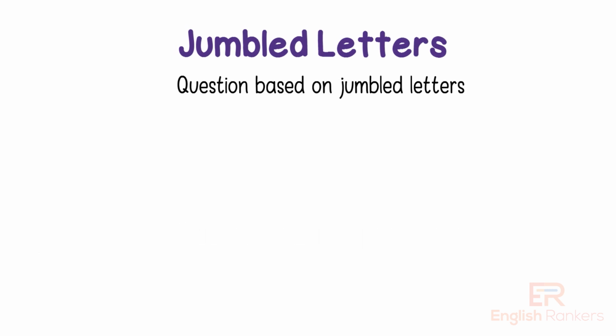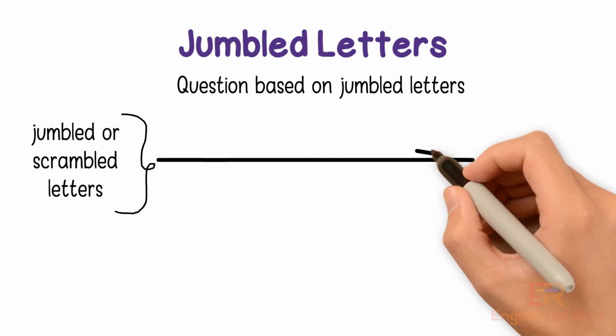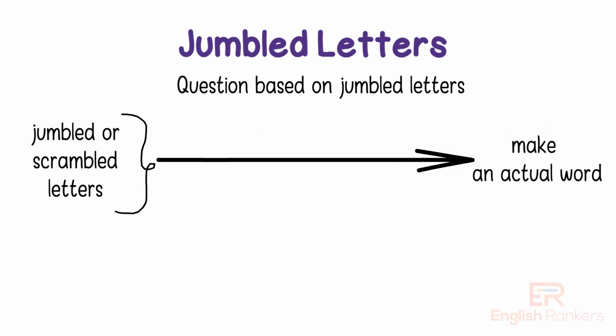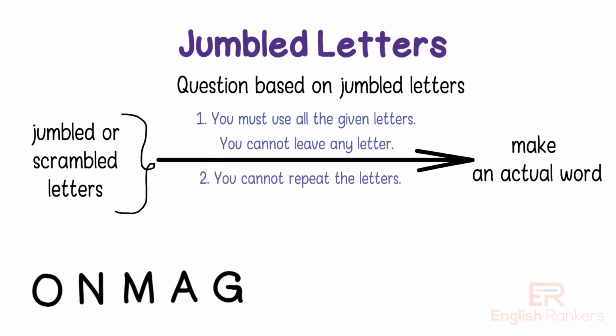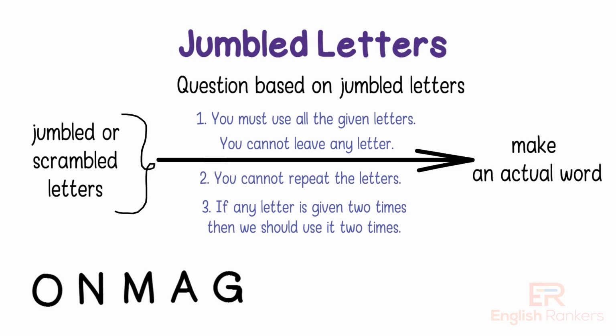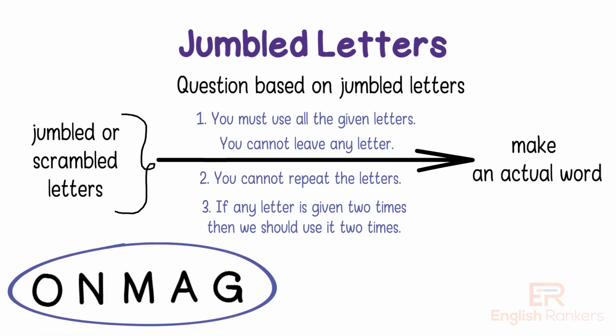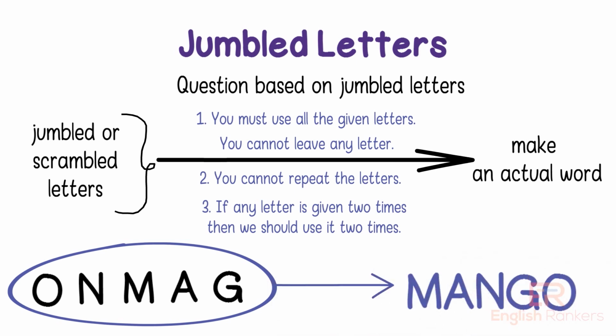Questions based on jumbled letters will give you a group of jumbled or scrambled letters and require you to unscramble them to make an actual word. For example, here you are given the letters O, N, M, A, G, and you must make a meaningful word from it. For making a meaningful word, you must use all the letters. Make sure you are not leaving or repeating any letters. Suppose M is given one time, then we should use it at one place only. But if any letter is given two times, then we should use it two times. If you look closely, you will find that the word mango is hidden in this.